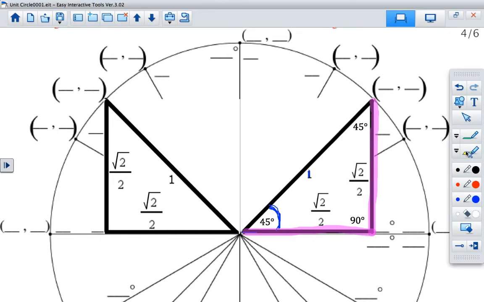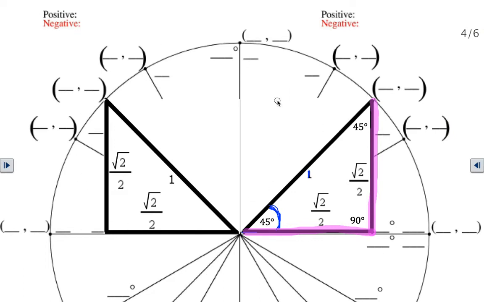Because this unit circle is on a grid, this is our x-axis here. So I could figure out what the coordinates are for the x and y coordinates. This is our x value, and this is our y value. And because this length here is square root of 2 over 2, then my x value is going to be the square root of 2 over 2, and this y value is going to be the square root of 2 over 2.